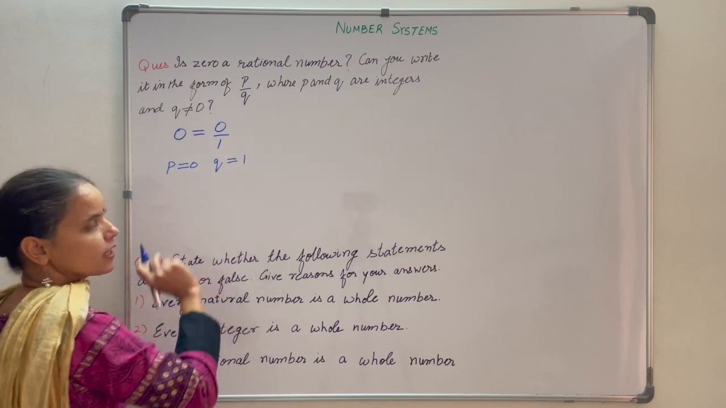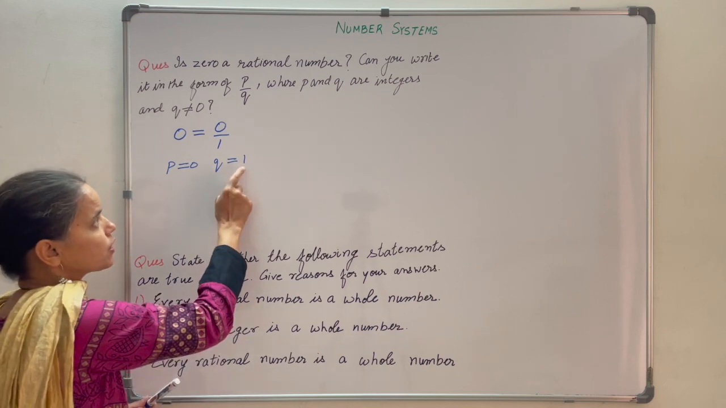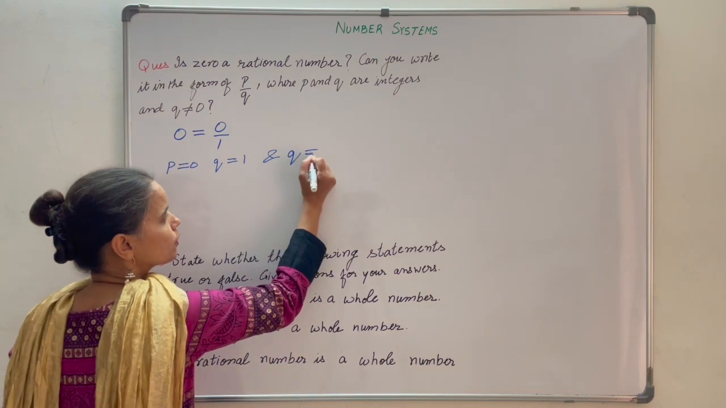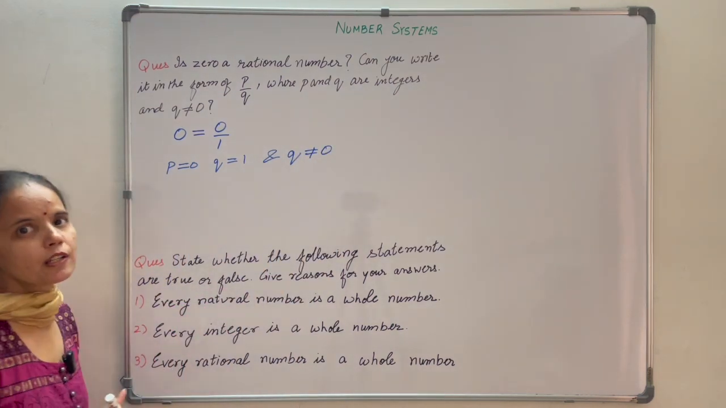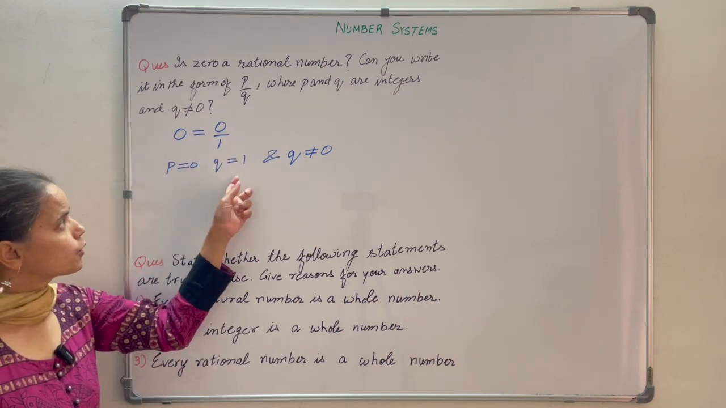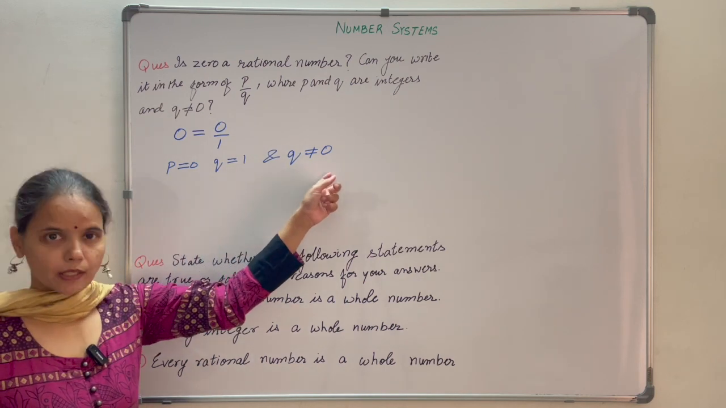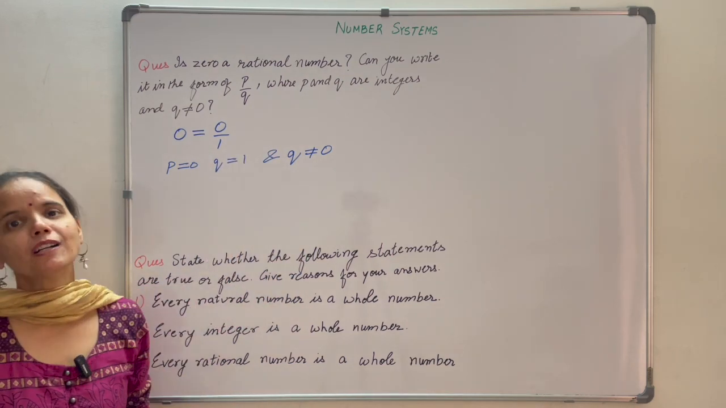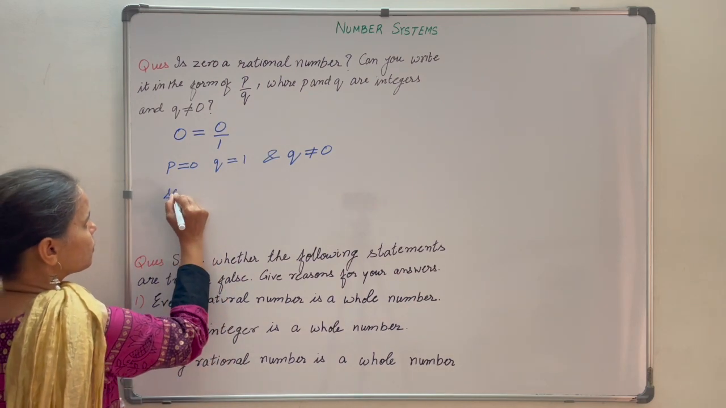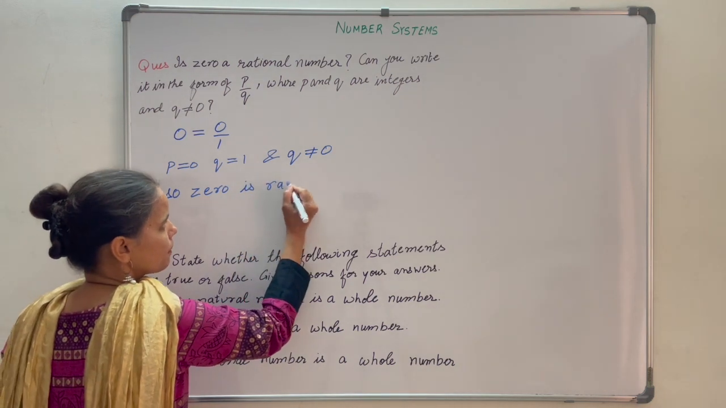So 0 and 1 are integers here. You can clearly see p and q are integers, and here q is equal to 1, so q is not equal to 0. So it fits into the definition of a rational number. You have represented 0 in the form of p by q, where p and q are integers. Here p is 0 and q is 1, and q is not equal to 0. So it satisfies the definition of a rational number. So 0 is a rational number.